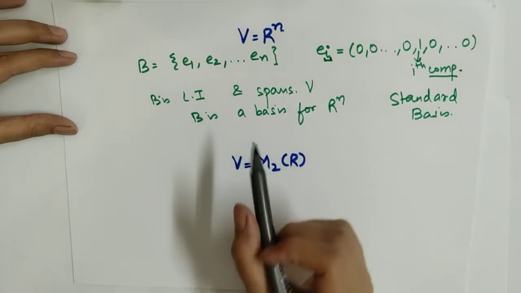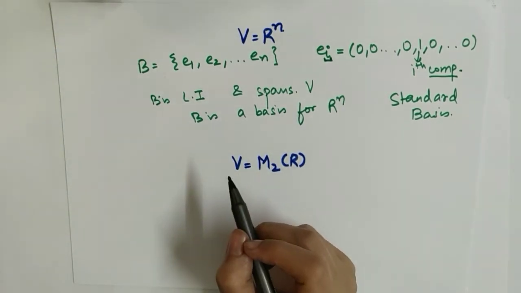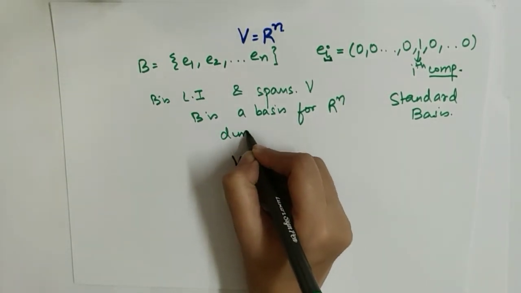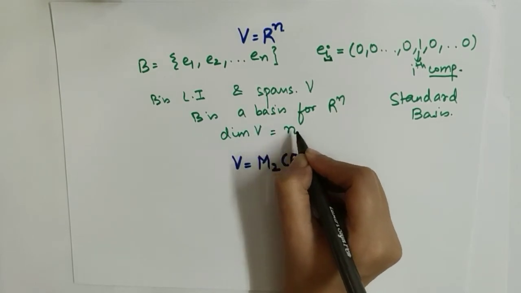Since B is a basis for V and there are n elements in B, the dimension of V is equal to n.